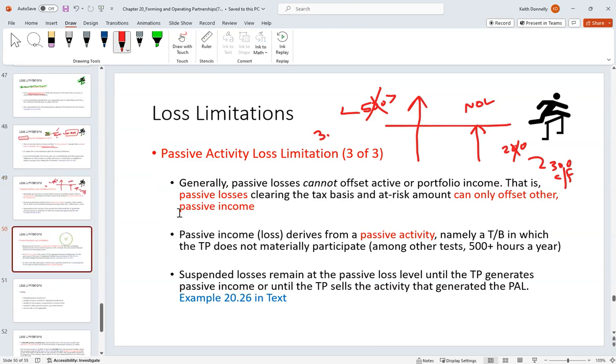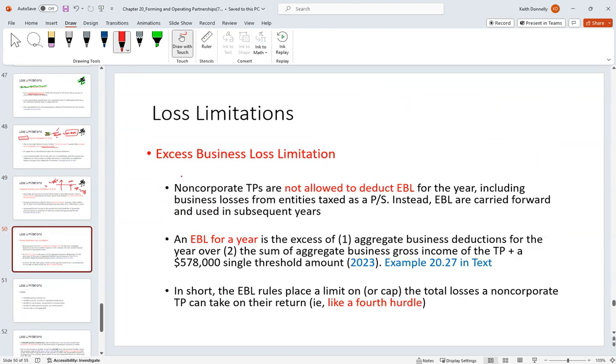So there is a fourth kind of de facto hurdle. It's called the excess business loss limitation. This basically just puts a cap on the total amount of losses an individual taxpayer can normally take. Not really concerned with that. I'm much more interested in the first three thresholds here.